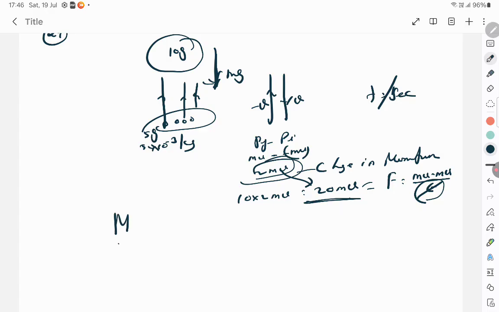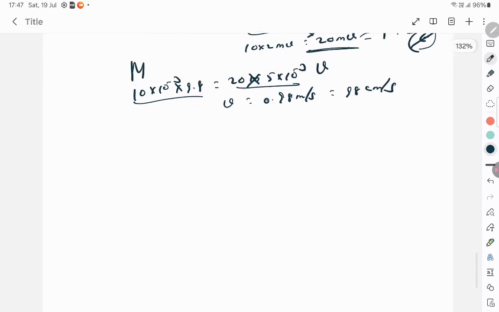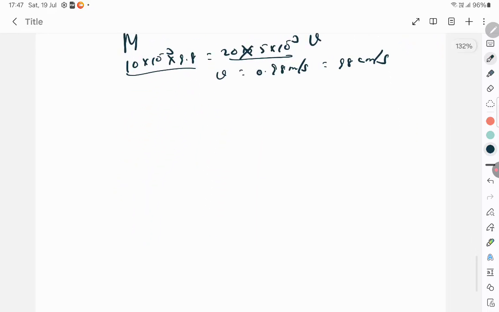So it's capital M, which is 10 into 10 to the power minus 3 kg of the disc, into 9.8, the gravity, which can be equal to this change in momentum, which is 20mv, where m is the mass of each marble, which is 5 into 10 to the power minus 3, into an unknown velocity v. Thus you can find the velocity by solving this and bringing it to the denominator. You get 0.98 meter per second or 98 centimeter per second. That's the answer. All of these are based just on conservation of momentum.